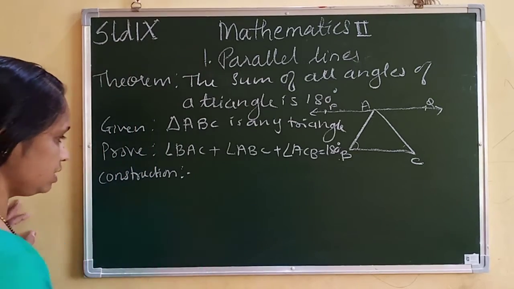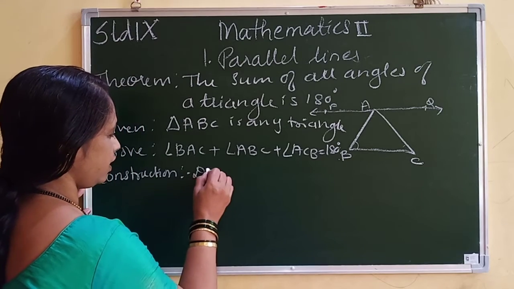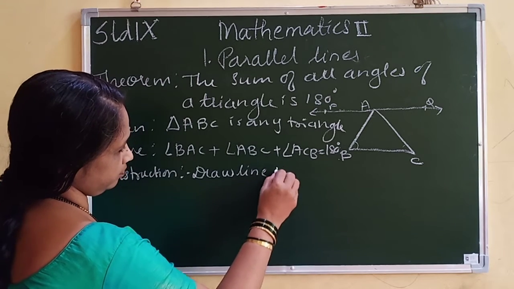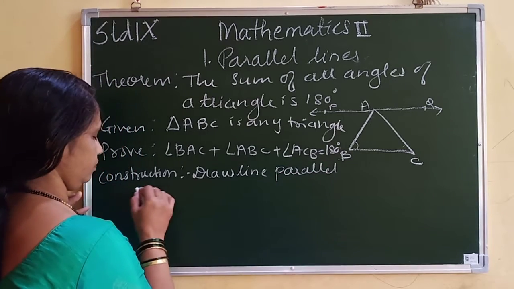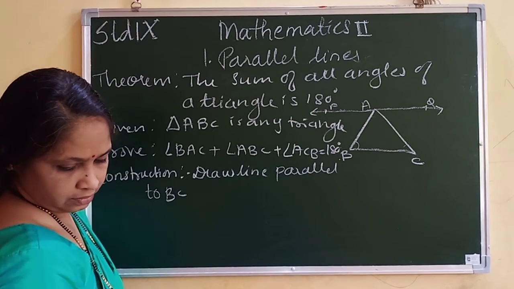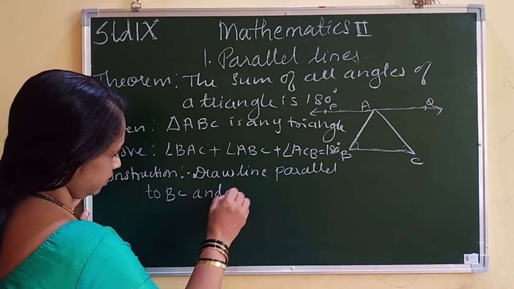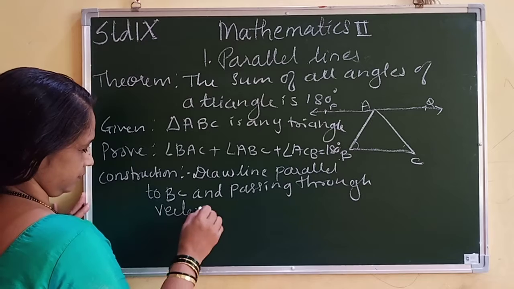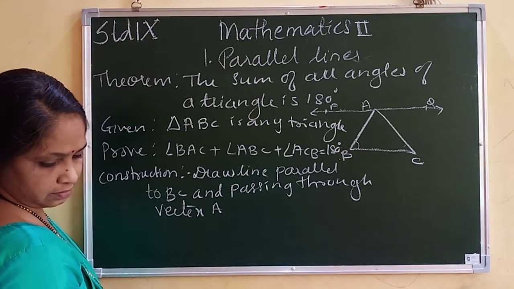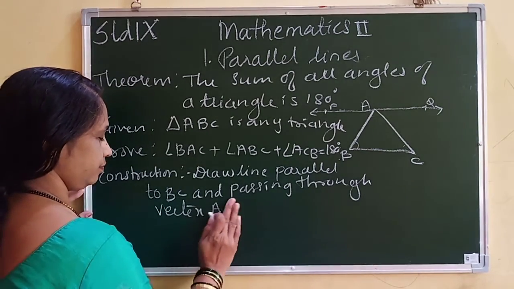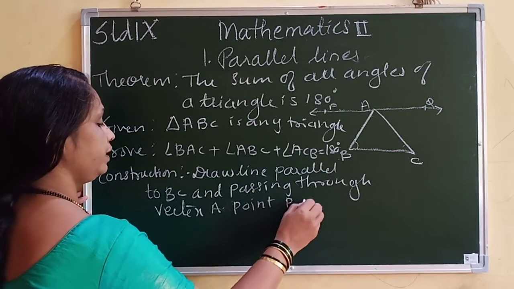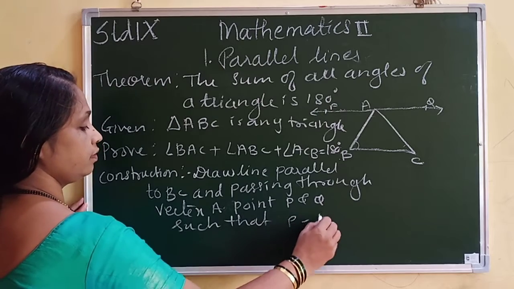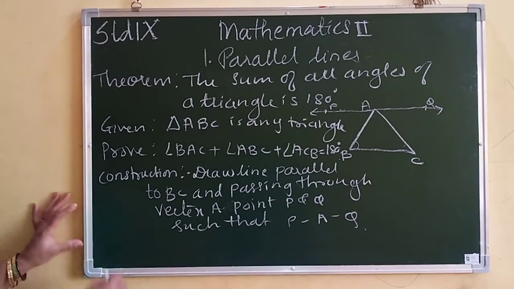Okay. Now see, construction: draw a line parallel to BC and passing through vertex A, with points P and Q such that P, A, Q are collinear.